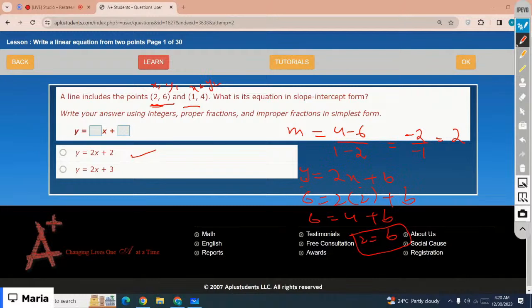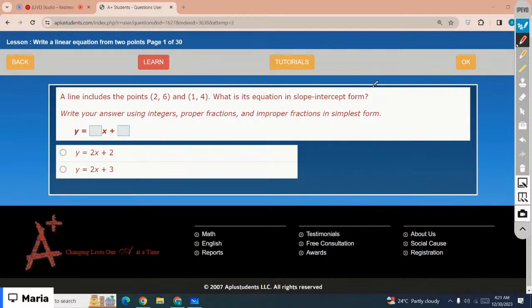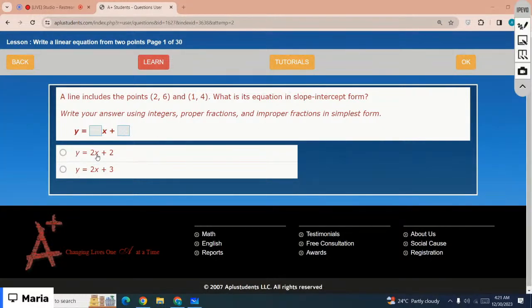Got it? The correct option is y equals 2x plus 2. Okay, let's just move on to the next exam question.